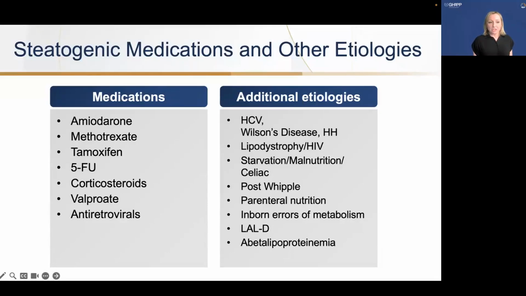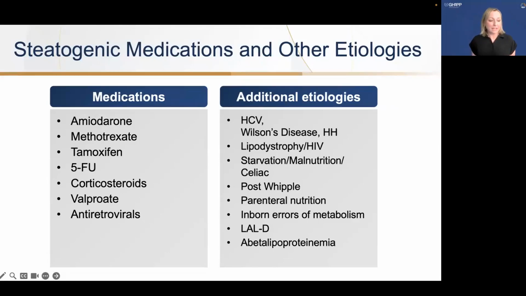And then you want to look for medications. Our patient was only on lisinopril, so we can rule that out as a medication contributing to steatosis. But in some patients, you may have a history of amiodarone, methotrexate, tamoxifen, 5-FU, corticosteroids, valproic acid for seizures, or antiretrovirals for HIV, especially some of the older antiretrovirals that were used.